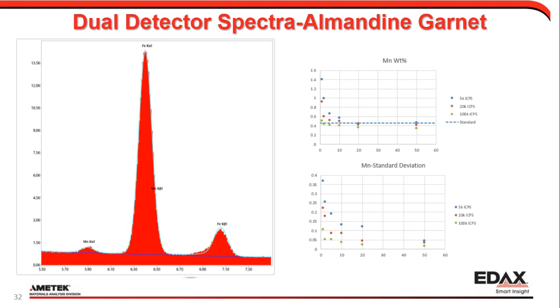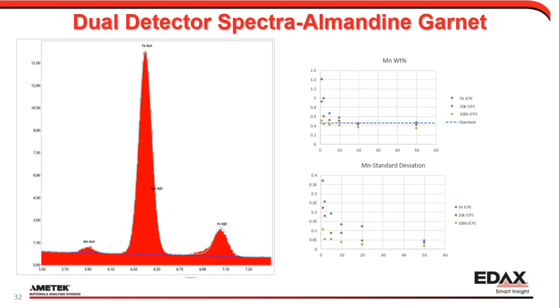So this all really comes down to statistics. We can count longer and get better results. And if you have a dual detector, well, you have the same size, you can do it in half the time. There's nothing here you can't do with a single detector. It's just a matter of the time it takes.